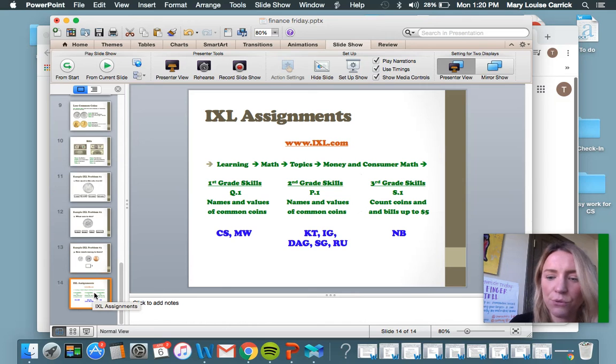So guys, this takes us through to our IXL assignments. You're going to be logging into IXL with your username and password. You're going to be going into learning, into math, into topics, then finally into money and consumer math. From there, you're going to access your grade level skills. So first grade skills, Q period 1, names and values of common coins. I want CS and MW to complete that. Second grade skills, P period 1, names and values of common coins. I want KT, IG, DAG, SG, and RU to complete that. And then third grade skills, S period 1, count coins and bills up to $5. I would like NB to complete that.